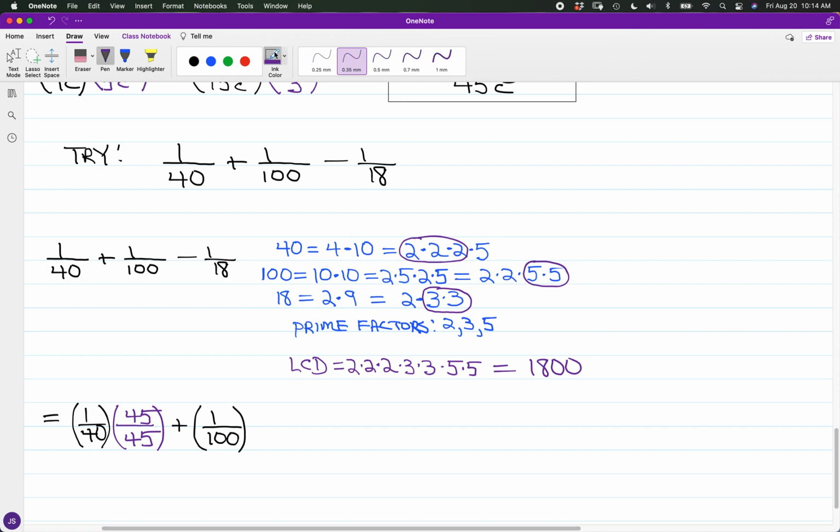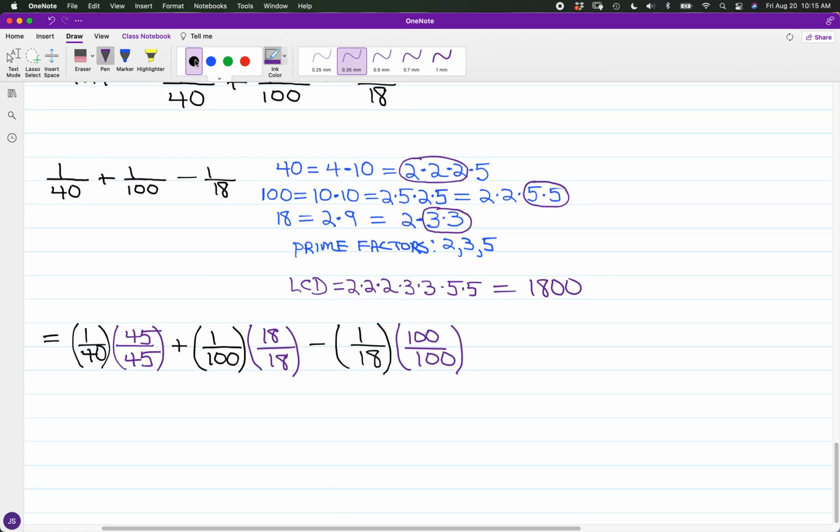For 1 over 100, 100 goes into 1800 18 times. And for 1 over 18, 1800 is going to be 100. So we have multiplying the last ratio by 1 in the form of 100 over itself. And looking at combining, you have 40 times 45, 100 times 18, 18 times 100. So you have, again, the least common denominator of 1800.